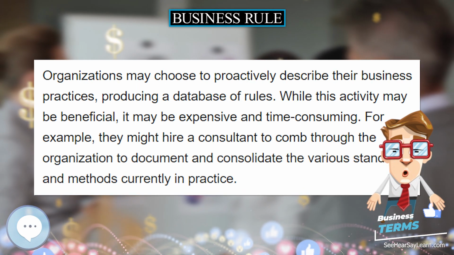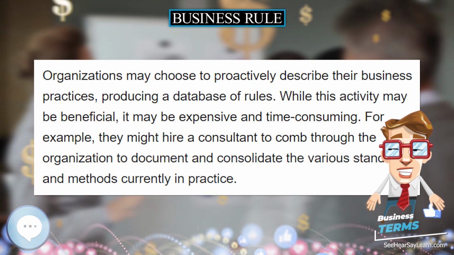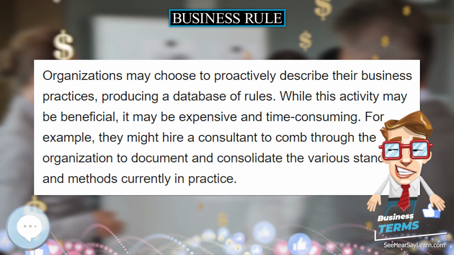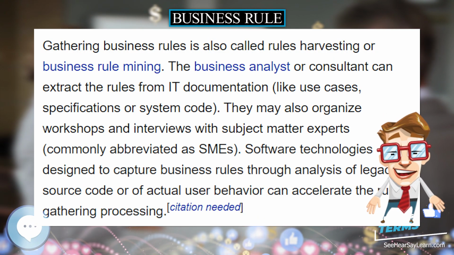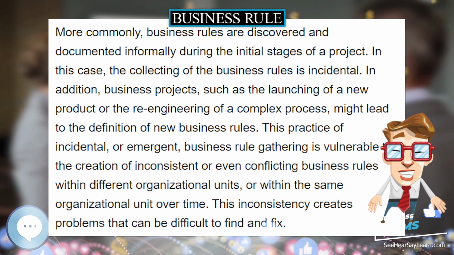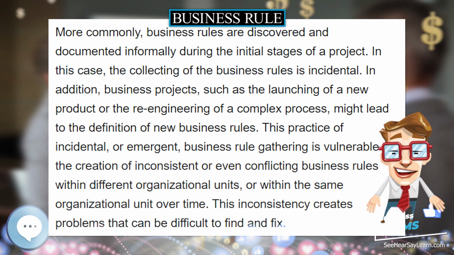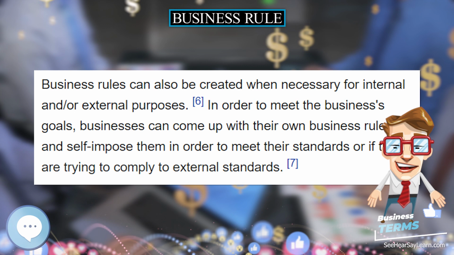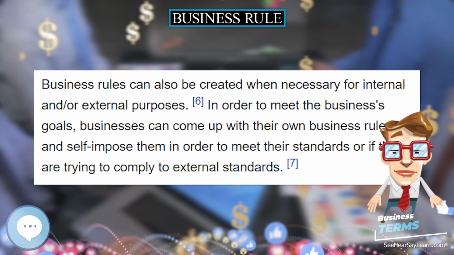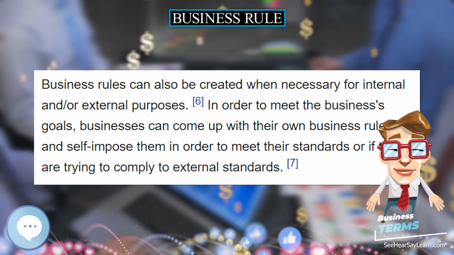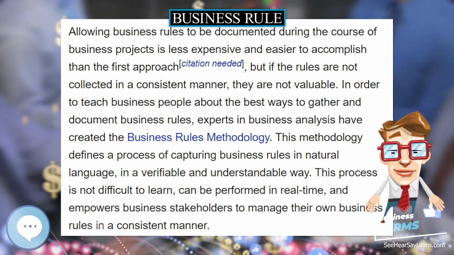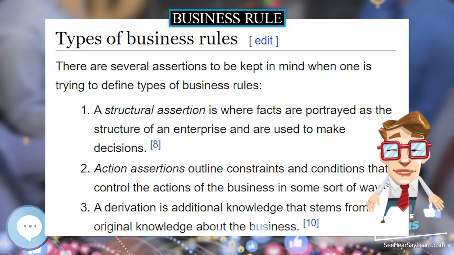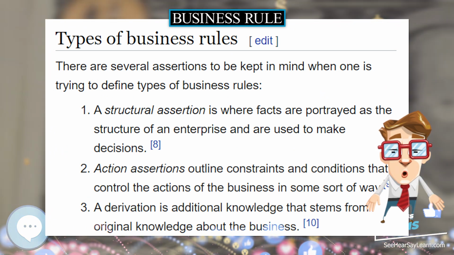Types of business rules. There are several assertions to be kept in mind when one is trying to define types of business rules. Keeping these assertions in mind, business rules can be divided into one of three types. Categories. According to the white paper by the Business Rules Group, a statement of a business rule falls into one of four categories. The most basic element of a business rule is the language used to express it.